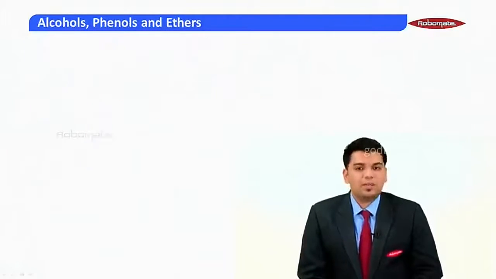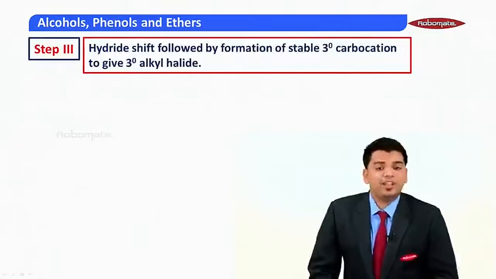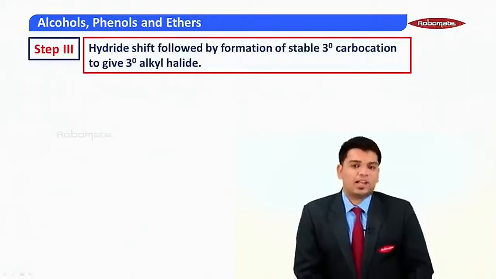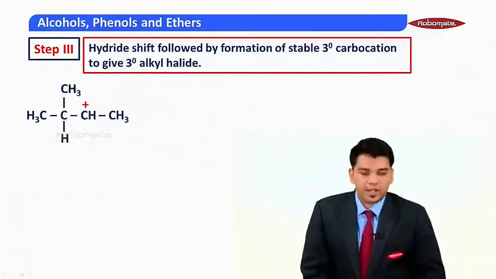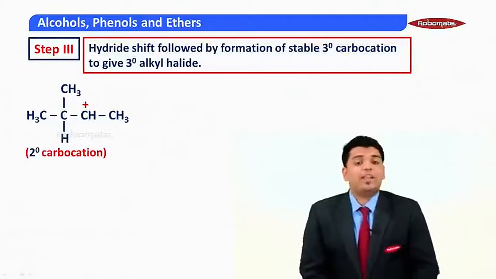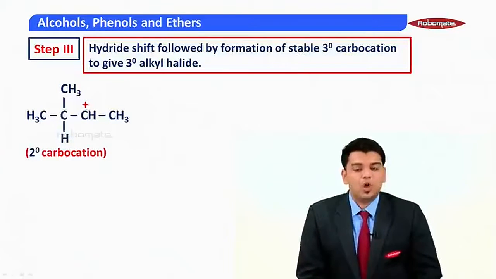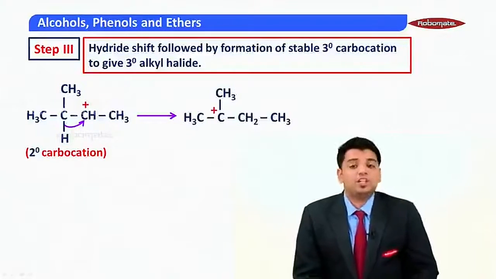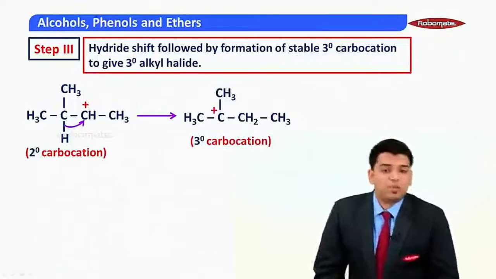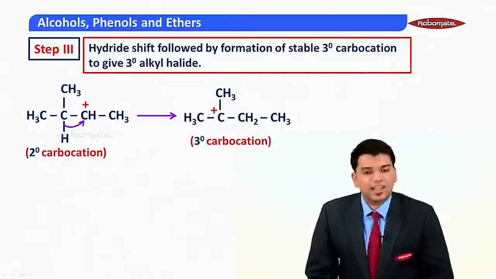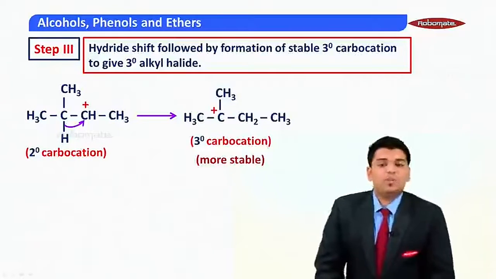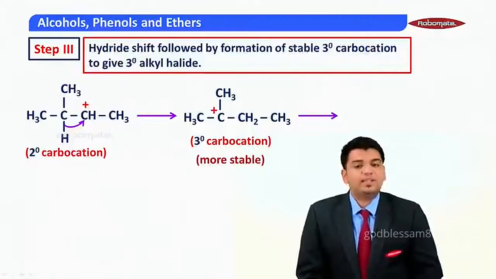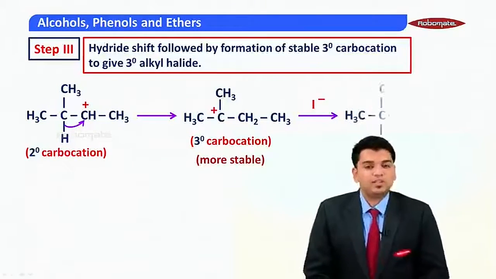Now in the third step, we have a hydride shift for the formation of a stable 3 degree carbocation to give a tertiary alkyl halide. We have this 2 degree carbocation and there is something called a hydride shift, that is, H from the tertiary carbon goes to the CH plus carbon, leaving us with a tertiary carbocation, and a tertiary carbocation is more stable than a secondary carbocation. Since the positive charge is on the tertiary carbon and it is the most stable, it is attacked by I minus, giving us this product.